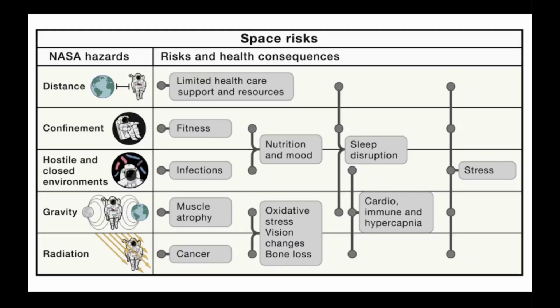In space health, you'll usually talk about the 5 hazards. These include distance, confinement, hostile environments, gravity, and radiation. With distance, you're limited in the ability to travel to the pharmacy, or have an on-site doctor or surgeon. Being confined in a space station has similarities to being locked up in a prison. That isolation can cause stress. It may weaken your immune system.